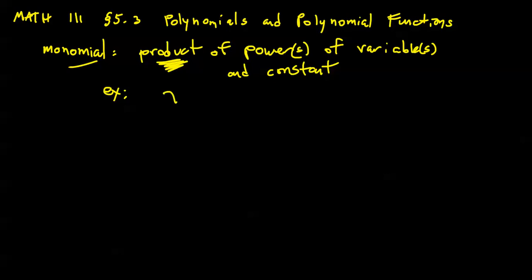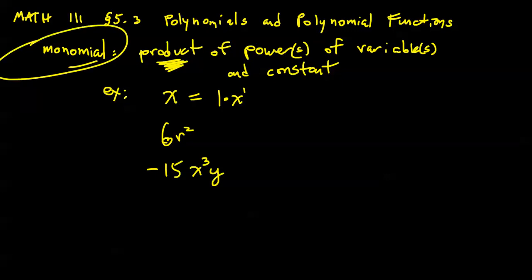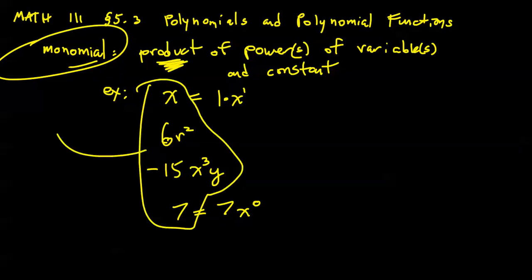Examples of monomials. x is a monomial. I can view it as a product of a power of a variable x and a constant 1, could I not? 6r squared is a monomial. Minus 15x cubed y. There's two variables, but it is a monomial. It is a product of, well, simply variables and constants. Any real number is a monomial, because I could refer to 7 as 7 times x to the 0 power. So all these I've listed are examples of monomials. Products of powers of variables and constants.